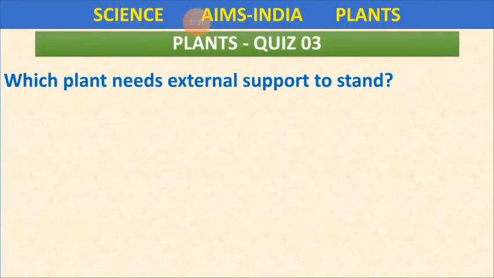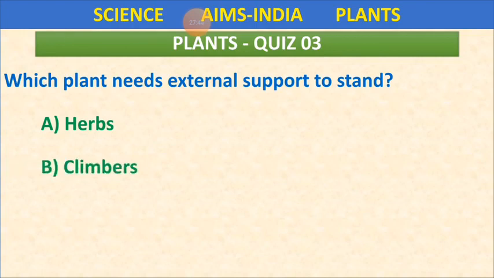Here. Which plant needs external support to stand? Which plant needs external support to stand? And the options are herbs, climbers, shrubs and trees. The answer is in the options. The answer resembles the word, the same meaningful word here. Herbs, climbers, shrubs and trees. Which plant needs support, children, to stand and to grow?